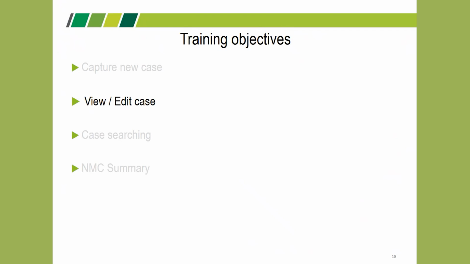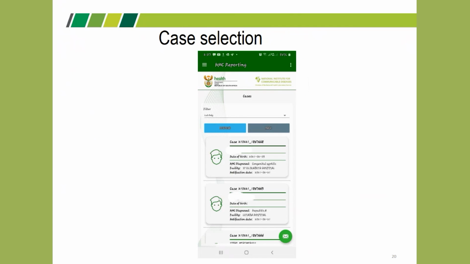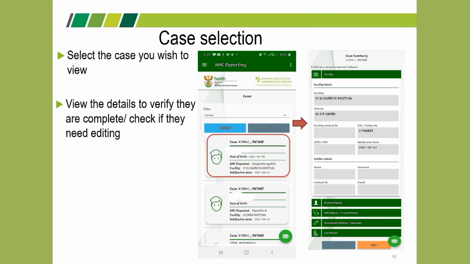Training objective next, how to view or edit a case. So you can click on cases to view or edit a case and select a category of case. So will it be a captured case, notified case, clinical only, or a lab case? Case selection, you can then double click onto your patient, whichever patient you wish to view.